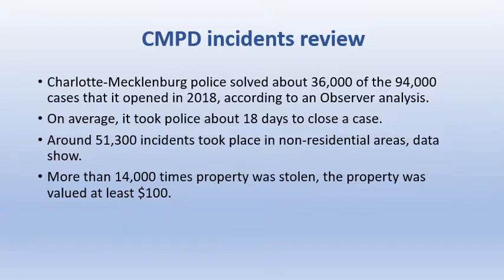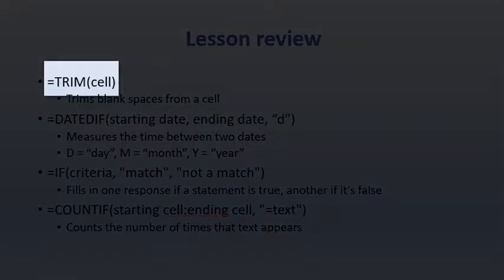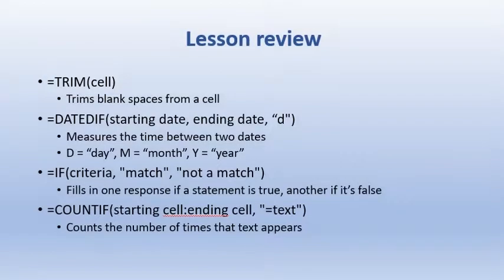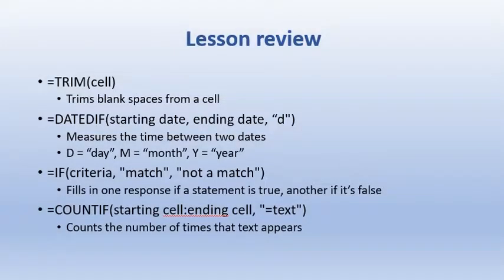And a little bit of a review, since we went over a lot. We looked at the TRIM function to get rid of all those blank spaces so we could write our queries and have it look normal and not 15 or 16 blanks in between the block number and the street name. Then we did the DATEDIF formula, which was equal DATEDIF, starting date, comma, ending date, and quote-unquote D for day. And that measures the time between two dates. D stands for day. If you substitute an M, that would be how many months were between the two dates, or Y for years.